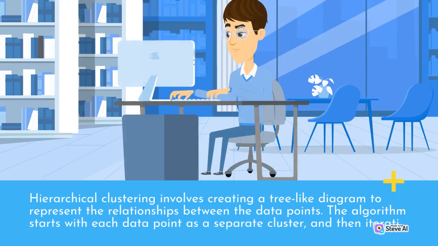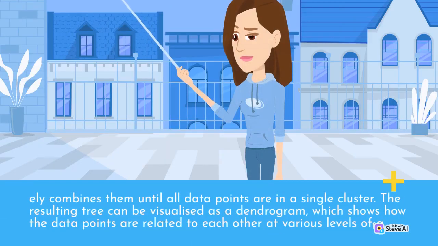Hierarchical clustering involves creating a tree-like diagram to represent the relationships between the data points. The algorithm starts with each data point as a separate cluster, and then iteratively combines them until all data points are in a single cluster. The resulting tree can be visualized as a dendrogram, which shows how the data points are related to each other at various levels of granularity.